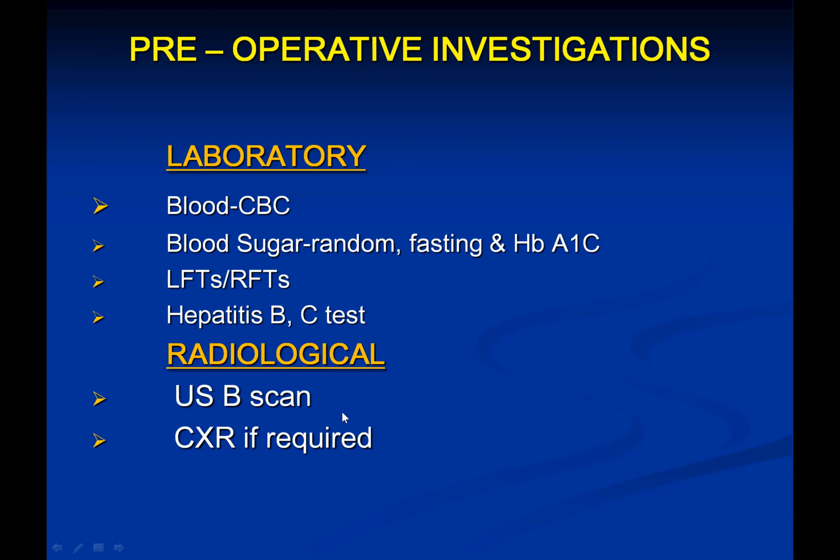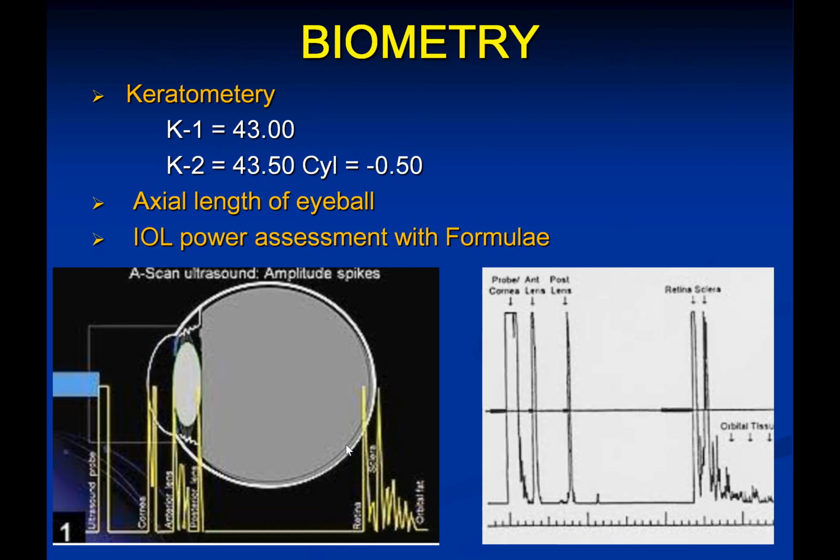Ultrasound B scan to rule out other pathologies on the back of the lens like retinal detachment, dystrophies, vitreous hemorrhages, etc. And chest X-ray if required in cases of some chest pathologies like tuberculosis, etc. Another very important preoperative evaluation is biometry, that means assessment of the power of the intraocular lens to be implanted at the time of surgery so that the patient has normal vision uncorrected without glasses after surgery for distance.